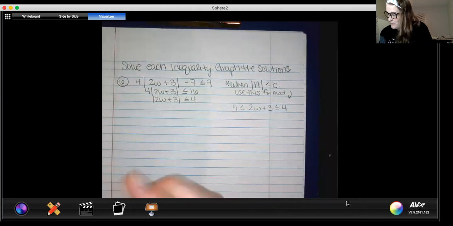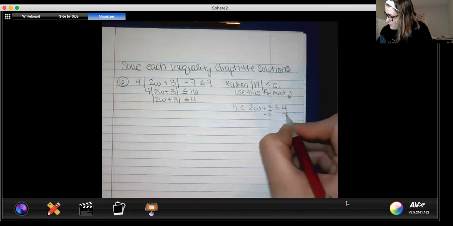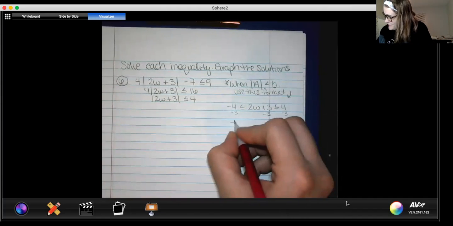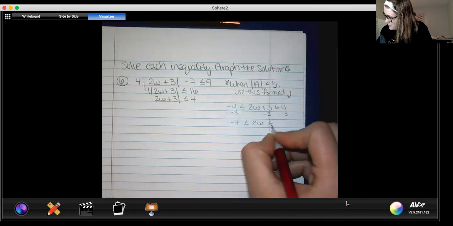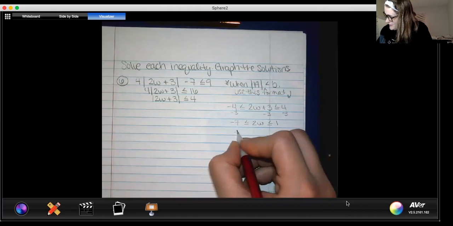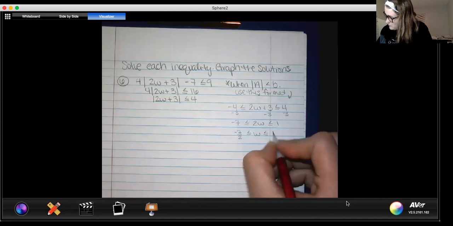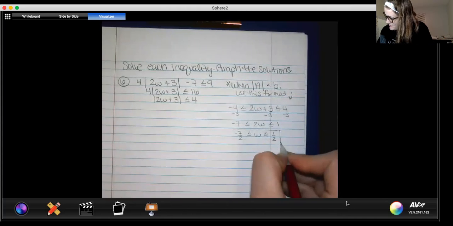Okay. From here, we're going to subtract 3 from all parts, so left, middle, and right. So I get -7 is less than or equal to 2w, less than or equal to 1. And then I divide by 2, and I get -7 halves is less than or equal to w, less than or equal to 1/2. So that's part of my answer.